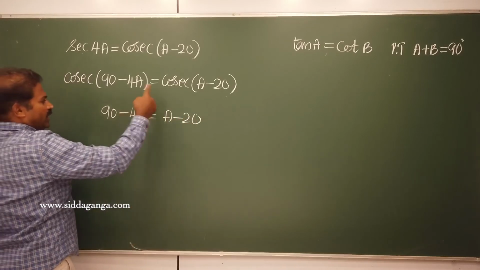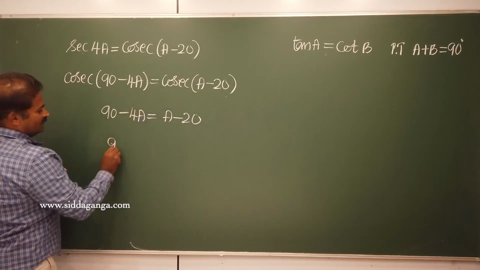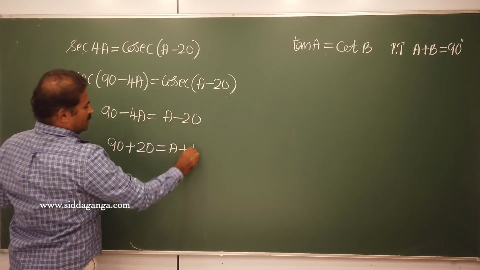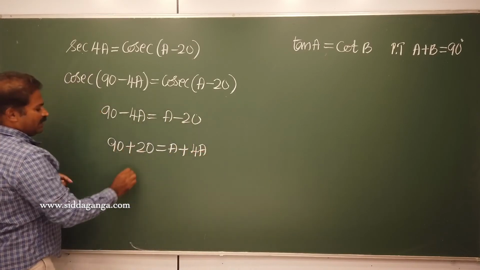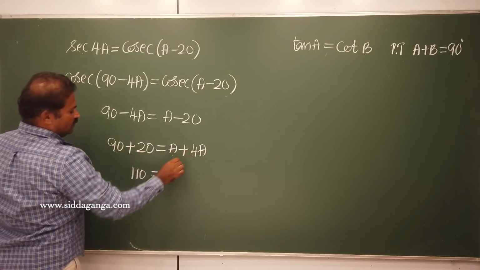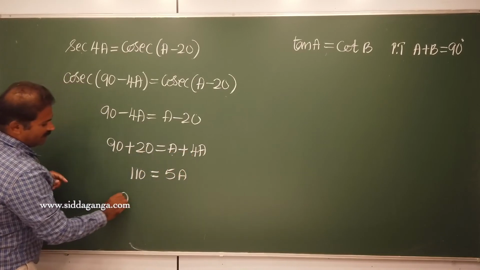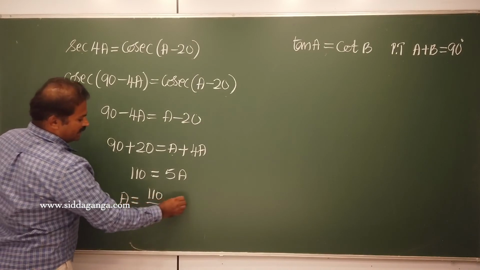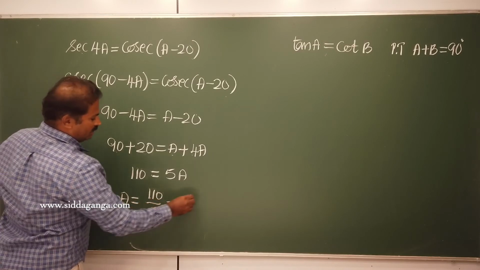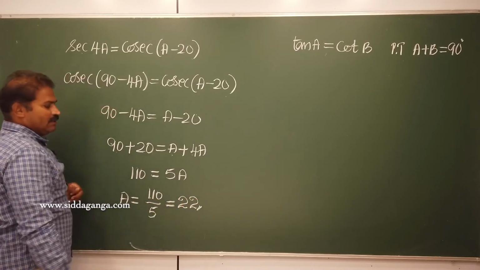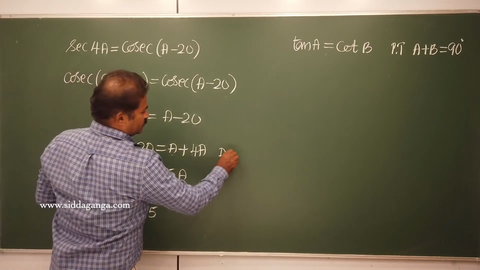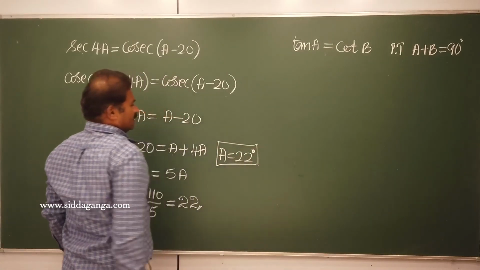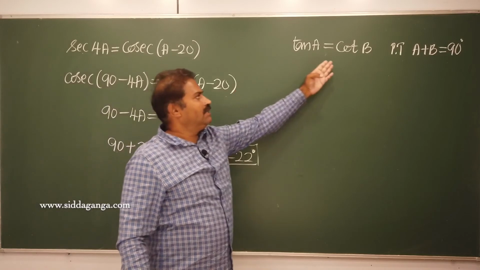So what you can do, shift 4A to that side, minus 20 to this side. So 90 plus 20 is equal to A plus 4A. So 90 plus 20 is 110, which is equal to 5A. To get the value of A, you divide 110 by 5, which is 22. So the value of A is equal to 22 degrees.